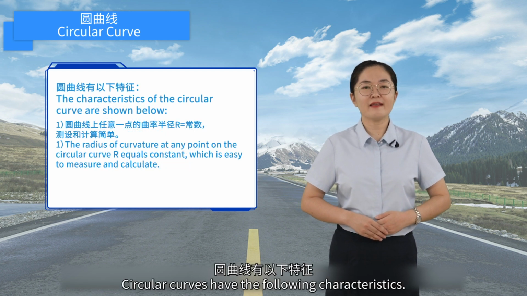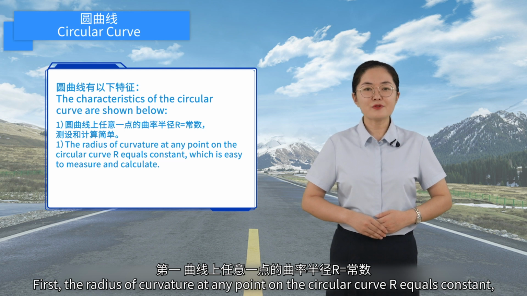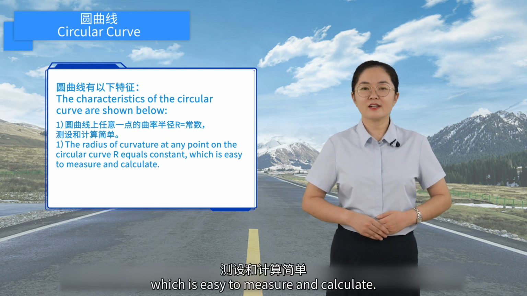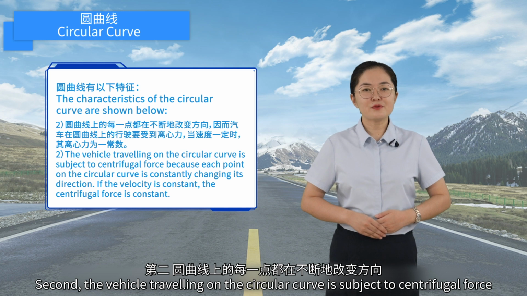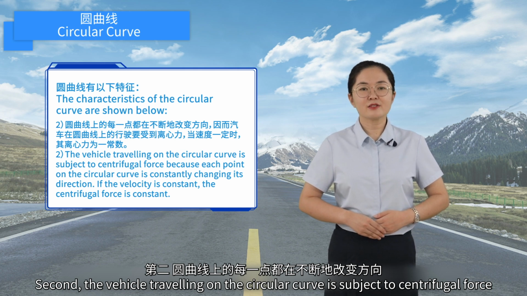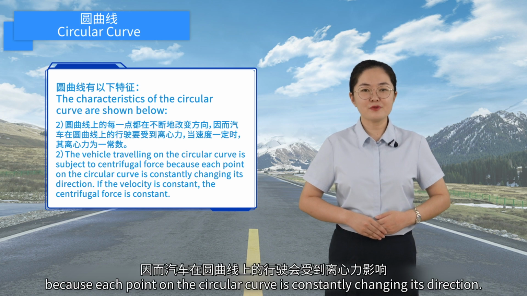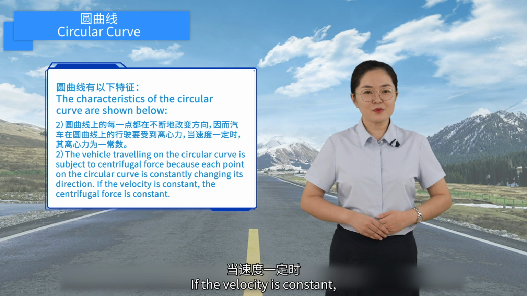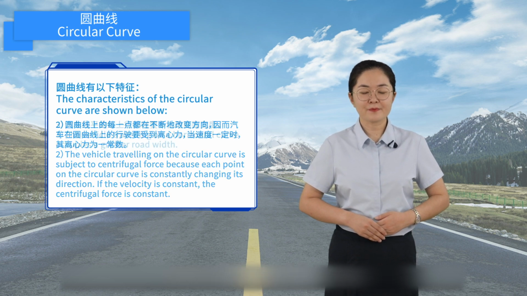Circular curves have the following characteristics. First, the radius of curvature at any point on the circular curve R equals constant, which is easy to measure and calculate. Second, the vehicle traveling on the circular curve is subject to centrifugal force because each point on the circular curve is constantly changing its direction. If the velocity is constant, the centrifugal force is constant.